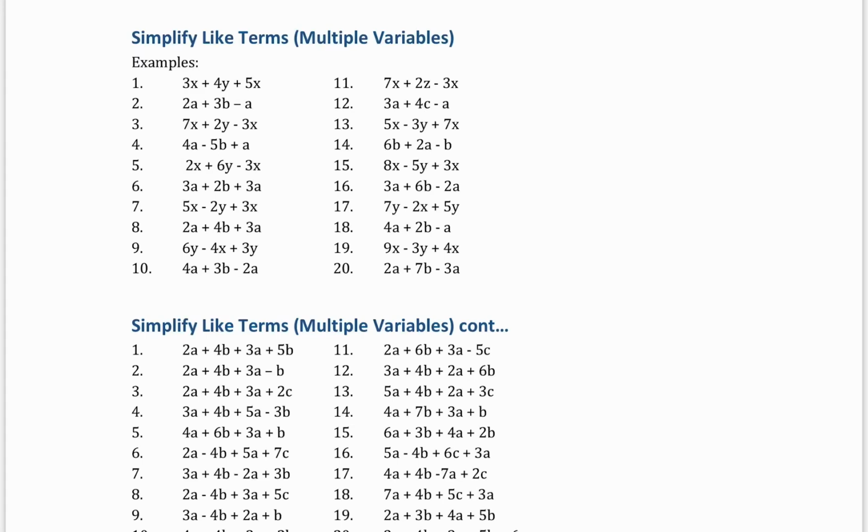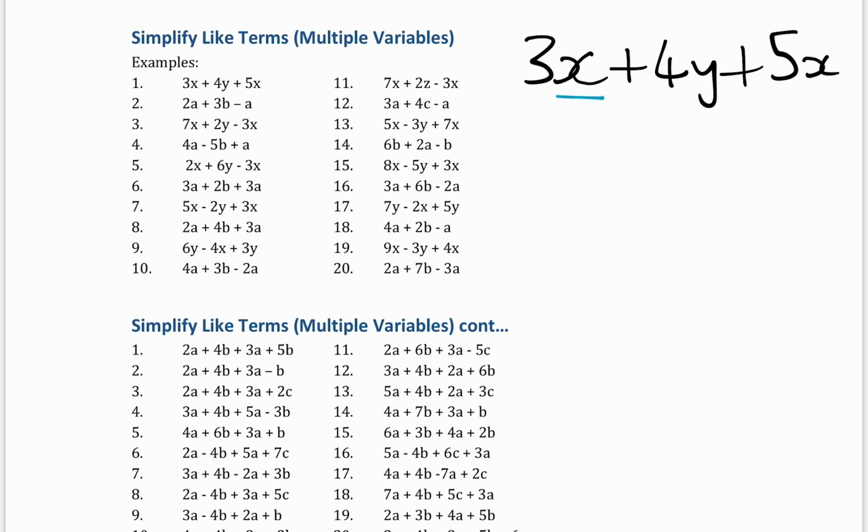Okay, let's move on to where you have multiple variables. So let's do the first one: 3x plus 4y plus 5y plus 5x. If you have this, you look at what variables you have. In this case, we have an x, I'm going to underline it, and we have another x, and then we have a y as well.